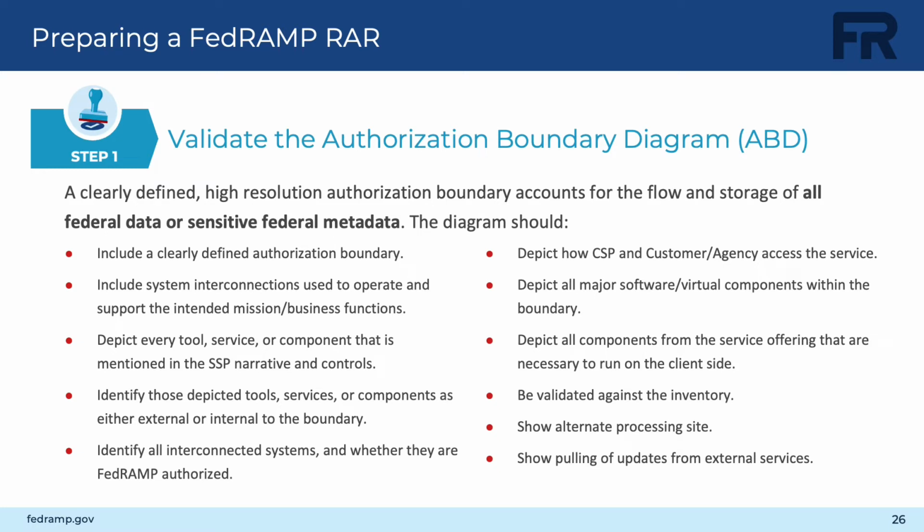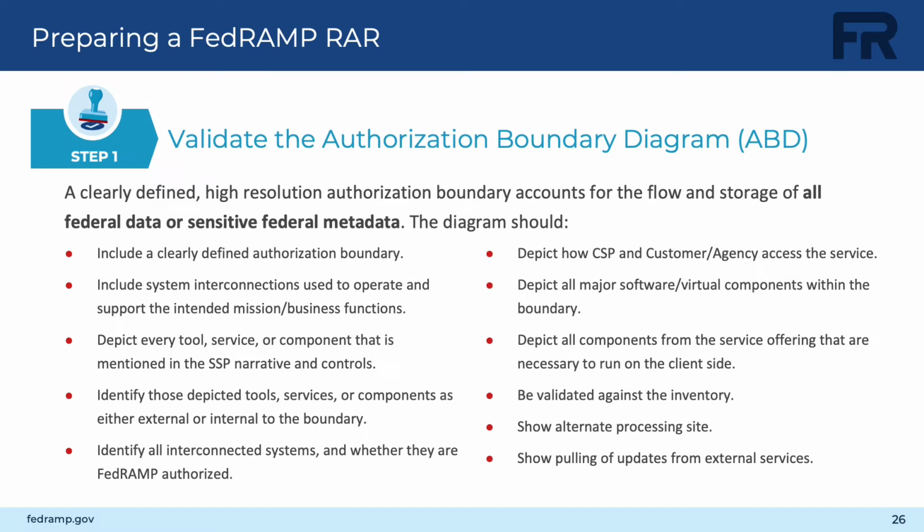An acceptable boundary diagram is a clearly marked boundary, for example, a labeled box or line around the components included. The diagram must be legible and readable. The diagram should include a clearly defined authorization boundary. It should include system interconnections used to operate and support the intended mission/business functions. It should depict every tool, service, or component that is mentioned in the SSP narrative and controls.